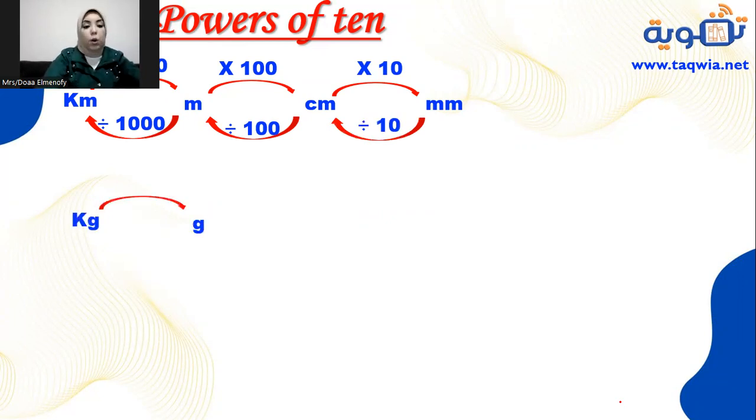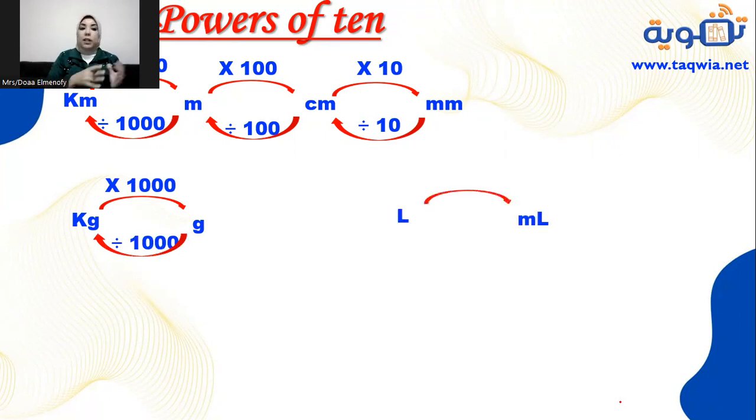What about if I wanted to convert from kilogram to gram? In this case, we're going to multiply by 1,000. But if I wanted to convert from gram to kilogram, yes, I have to divide by 1,000. What about the liter and milliliter? If I want to convert liter to milliliter, we have to multiply by 1,000. But if I wanted to convert from milliliter to liter, we have to divide by 1,000.